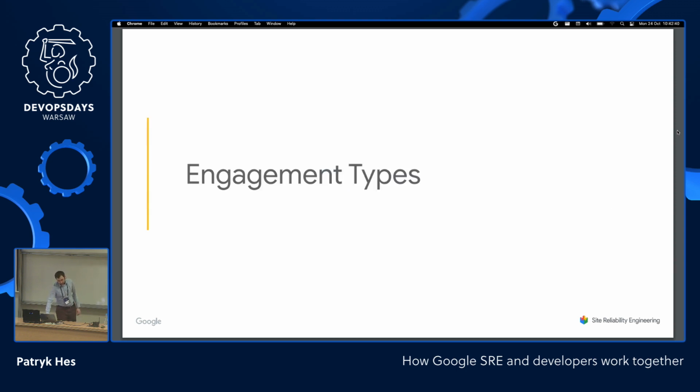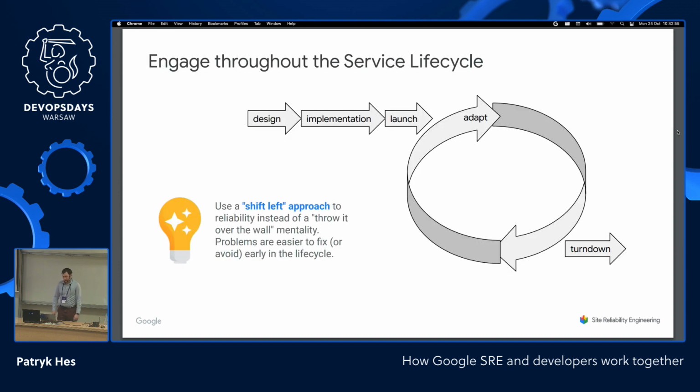All right. So earlier I mentioned that there are different types of SRE engagements. Let's quickly review them here. The first kind of division that we can create is to think about different engagements depending on the time when it starts or when it ends. This is a life cycle of a typical service.